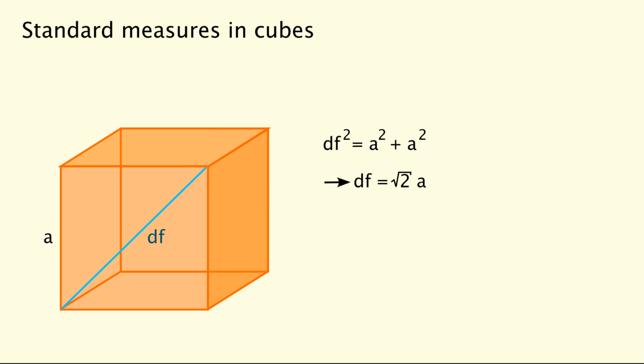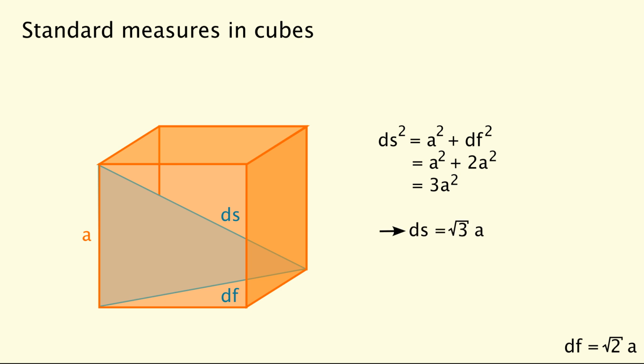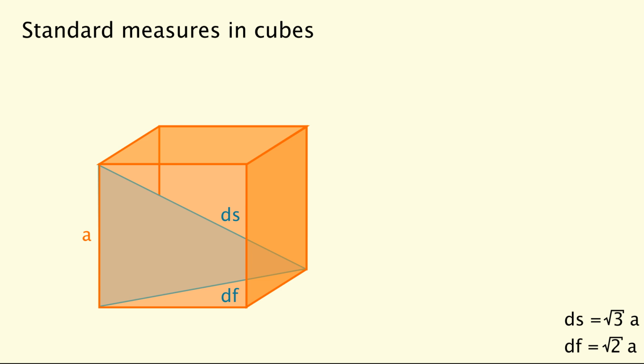The space diagonal can be calculated in a very similar way, using a rectangular triangle from within the cube defined by one edge of the cube, one face diagonal, and the space diagonal. Again, we can use the theorem of Pythagoras for calculating the length of the space diagonal. Solving this equation for ds results in a value of the edge length a multiplied by the square root of 3. We keep these 2 equations in memory for later.